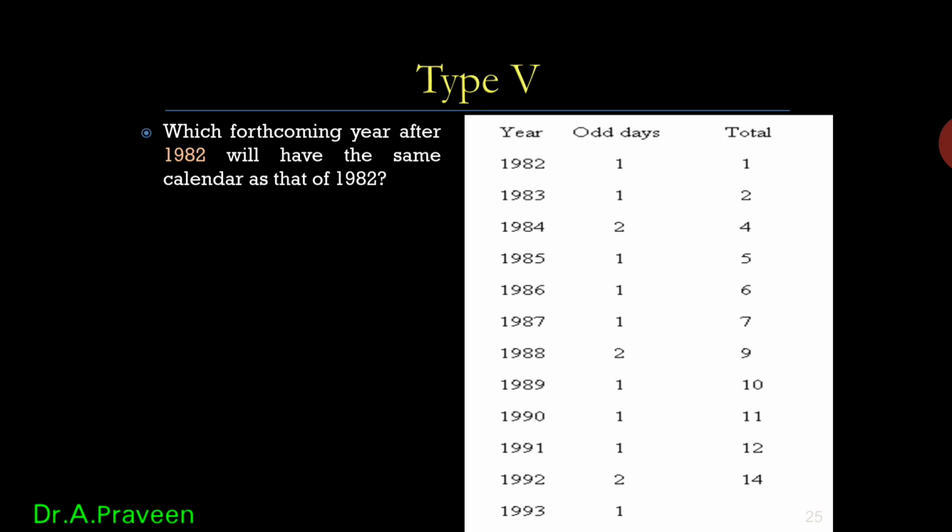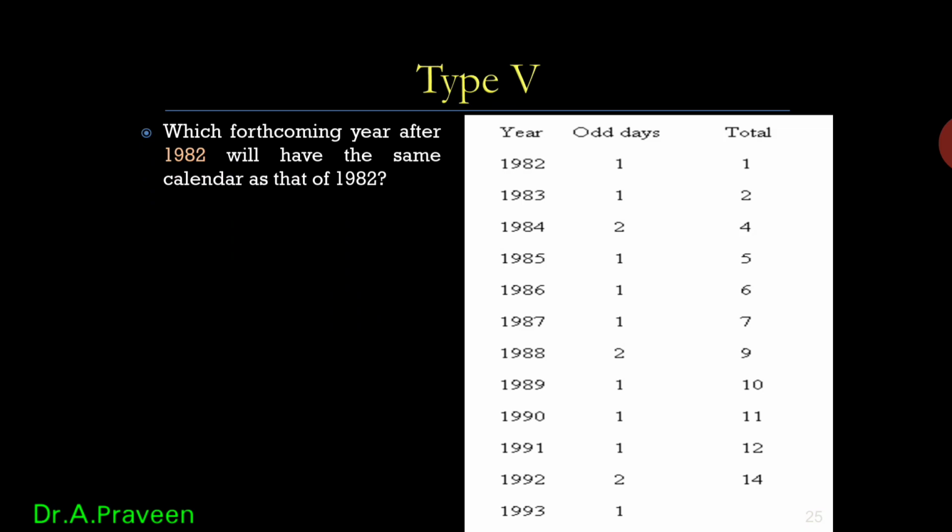So for 1988 the number of odd days is 2 and the total number of odd days is 7 plus 2 equals 9. Next year is 1989, the number of odd days is 1 and the total is 9 plus 1 equals 10. The next year is 1990, which is not a leap year, number of odd days is 1, so 10 plus 1 equals 11. And we go on till 1992, for which the number of odd days is 2 because it is a leap year, and we get the total number of odd days to be 14. So here we have to stop because we have obtained a multiple of 7.